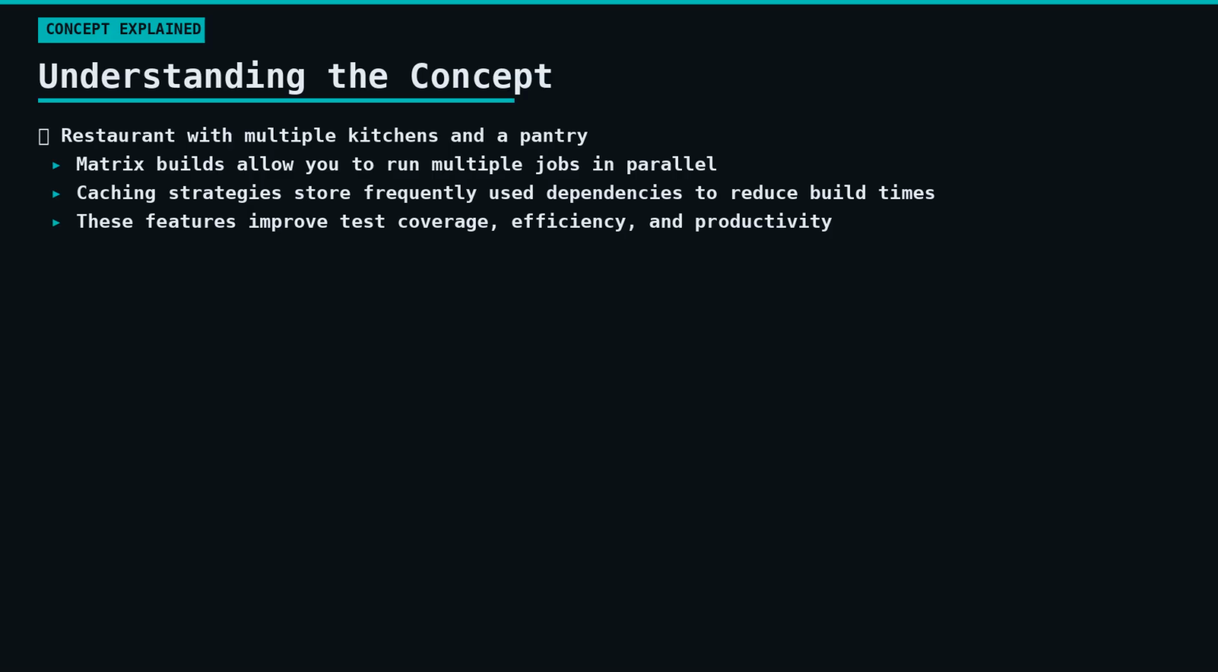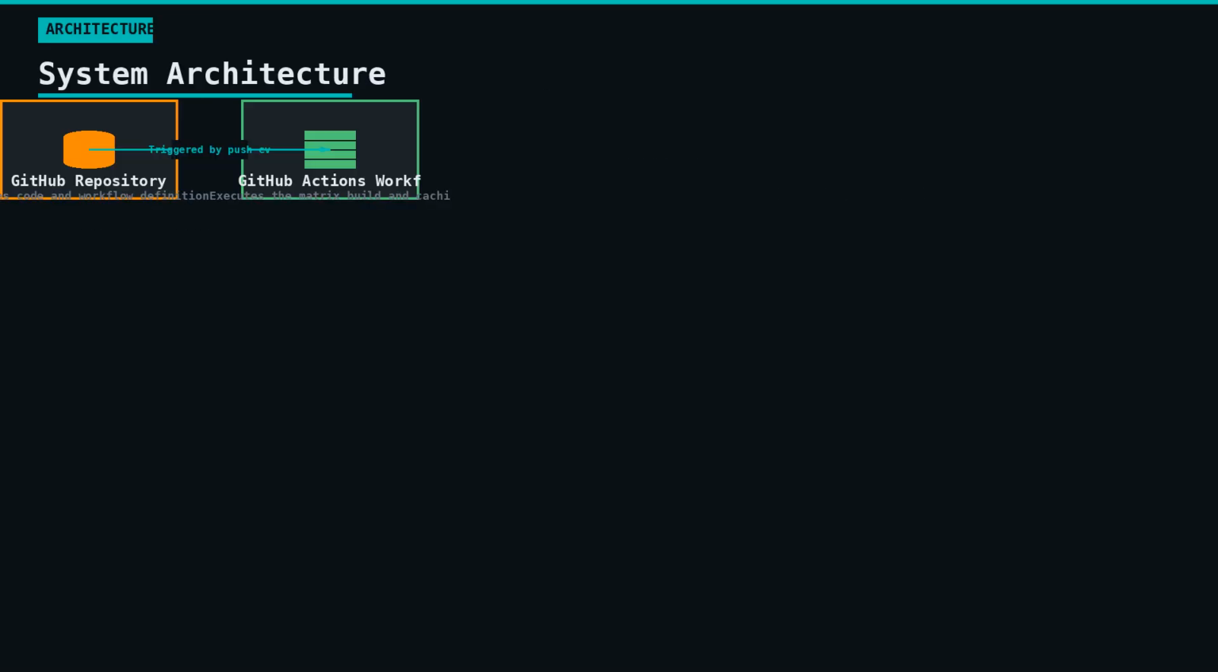The key benefits of matrix builds and caching strategies include reduced build times, improved test coverage, and increased efficiency. Let's take a look at the architecture diagram. We have a GitHub repository, which is like the restaurant's recipe book. The GitHub Actions workflow is like the kitchen staff, responsible for preparing the dishes. The matrix build is represented by multiple kitchens, each preparing a different dish.